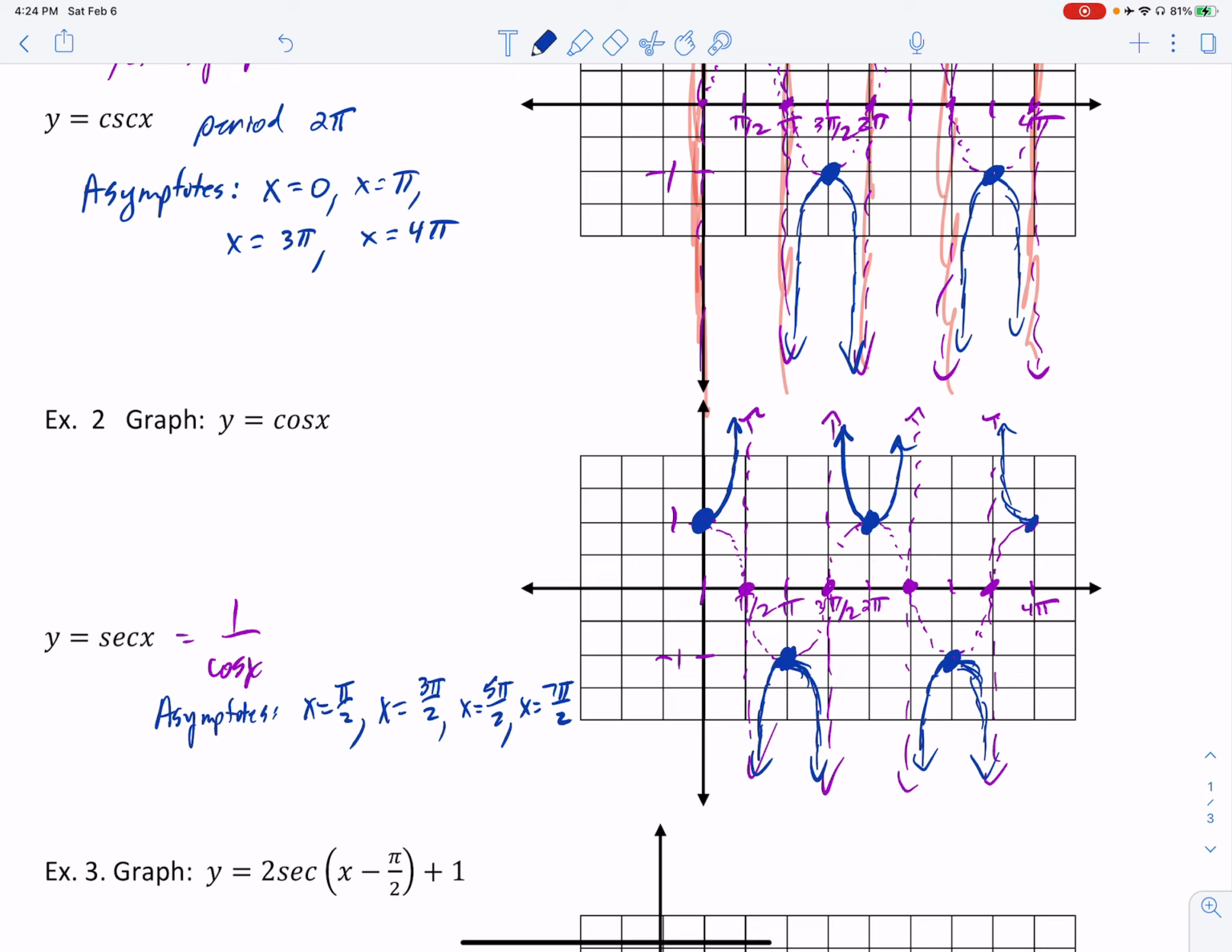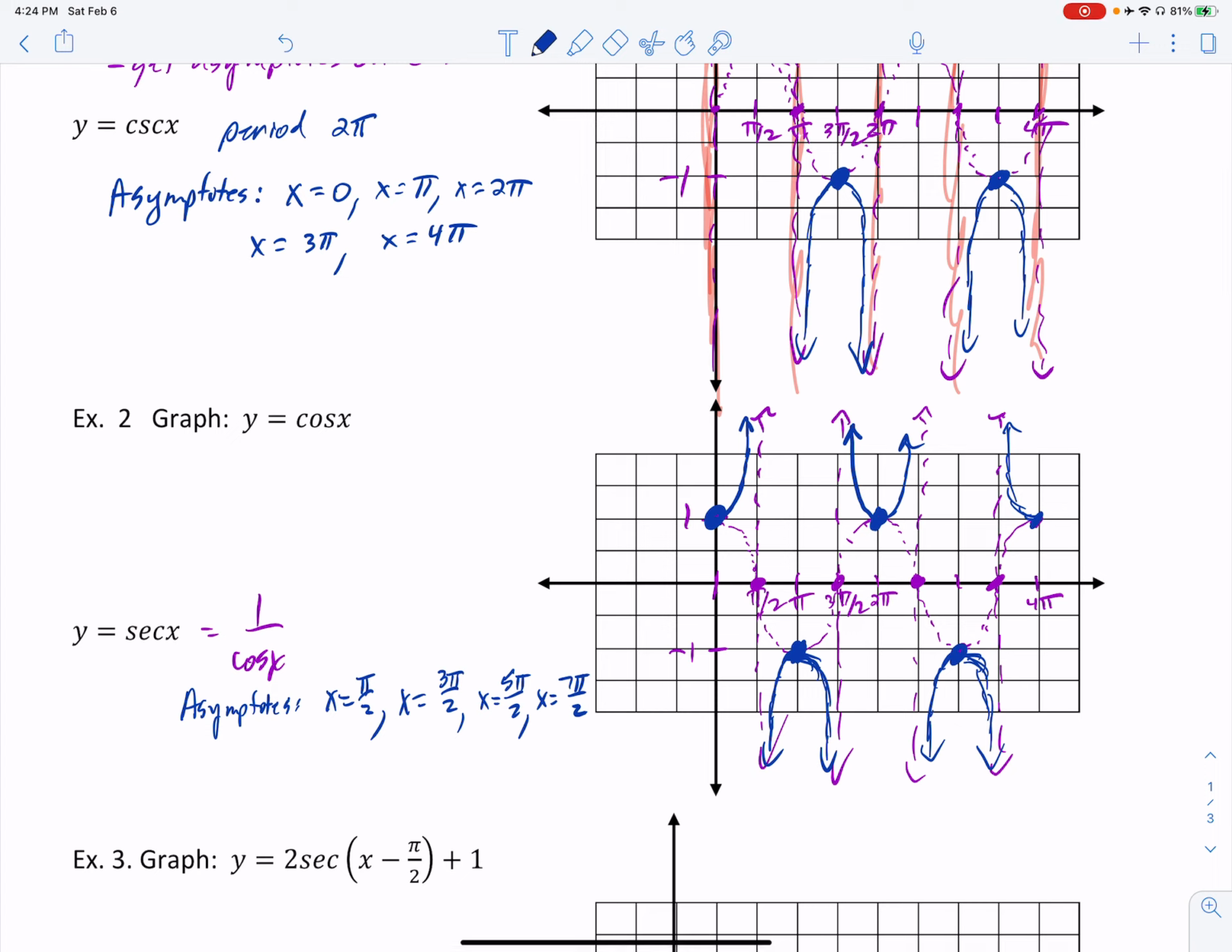And I think above I forgot x equals 2 pi. Oops, that was not good for cosecant. All right, so anyways, that's how we want you to graph those. So you've got those asymptotes are where the zeros were for cosine.